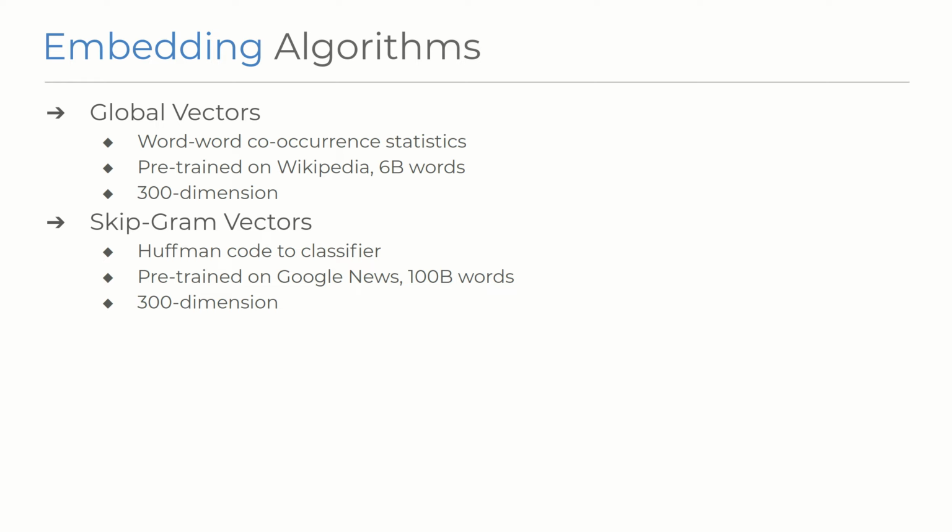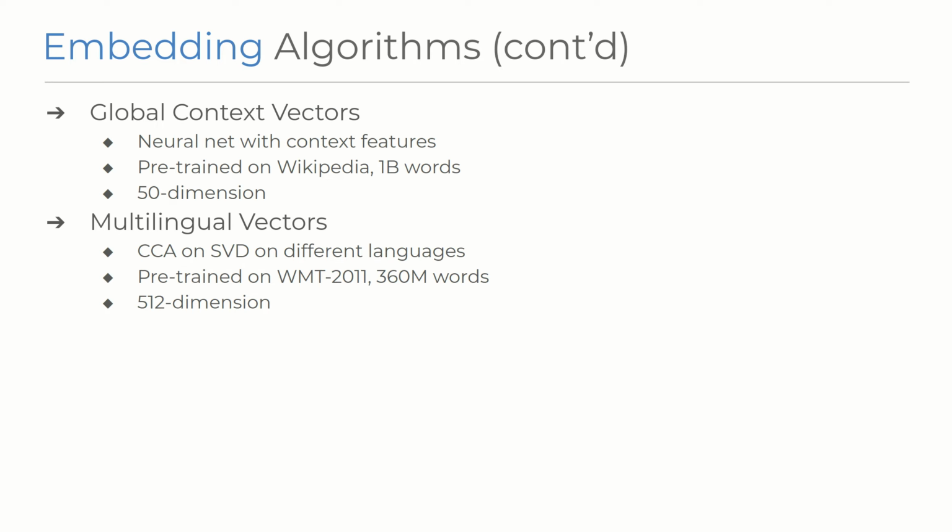Pre-trained on the Google News dataset with about 100 billion words, these vectors also have 300 dimensions. Global context vectors are learned by a neural network which incorporates local and global contextual information and is trained on 1 billion words from the English Wikipedia website with a resulting dimension of 50.